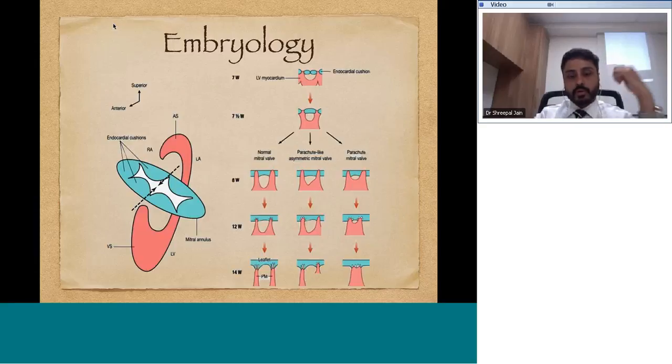A little bit about the embryology of the mitral valve. The mitral valve develops from the fusion of the endocardial cushions, which starts happening after the 4th week of gestational age.